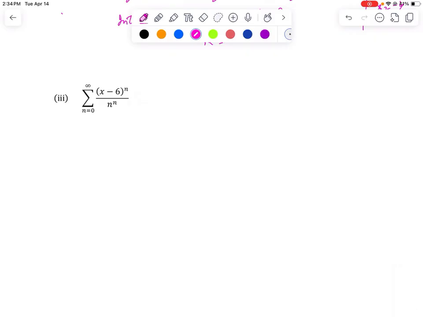Okay, let me change the color. I just got bored of the same color. Okay, so x minus 6 raised to the power n divided by n raised to the power n. Okay, so we have a_n.